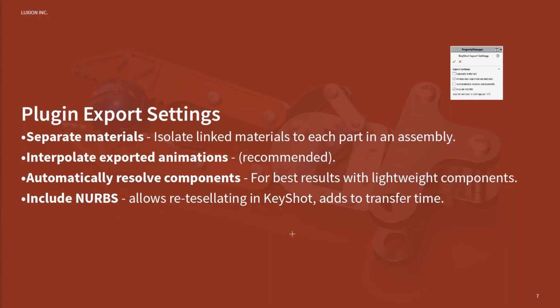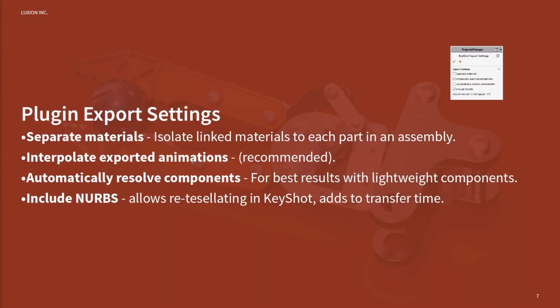So let's take a look at those. When you do launch the export settings dialog, it'll show you this property manager window with those settings in there. And the first option is called separate materials. And this is going to isolate link materials to each individual part in an assembly. And I have an example that I can show you to make that a little more clear of what exactly that means on the next slide, I believe.